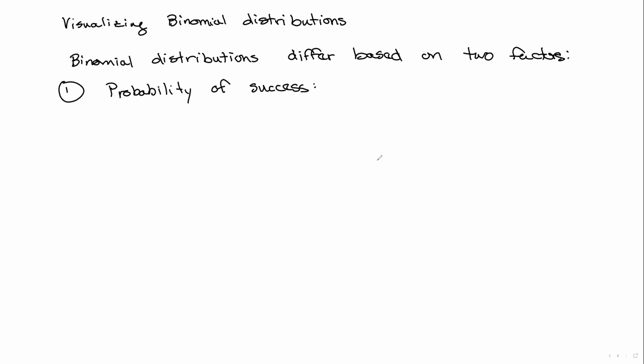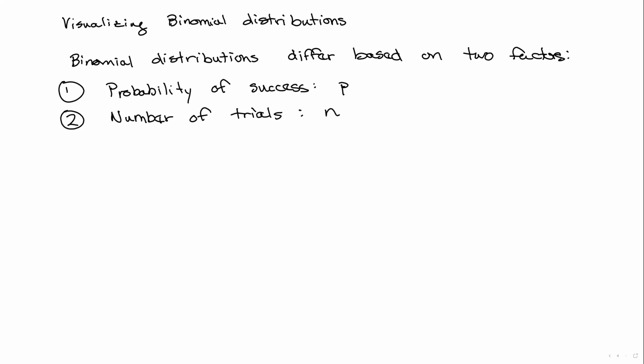So if you had a coin flip and success was heads, the probability of success would be 50%. If you had a dice roll and getting a 6 was considered a success, then the probability would be 1 in 6. And then the second thing is the number of trials. So once you have those two things, you can create probability distributions.